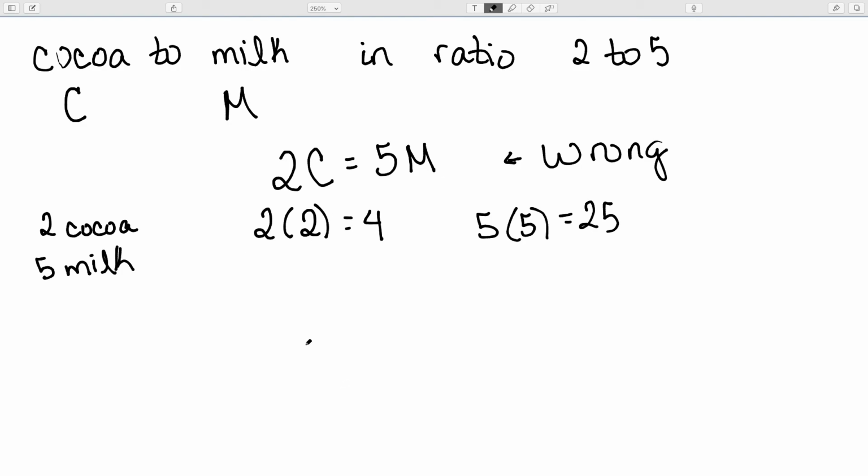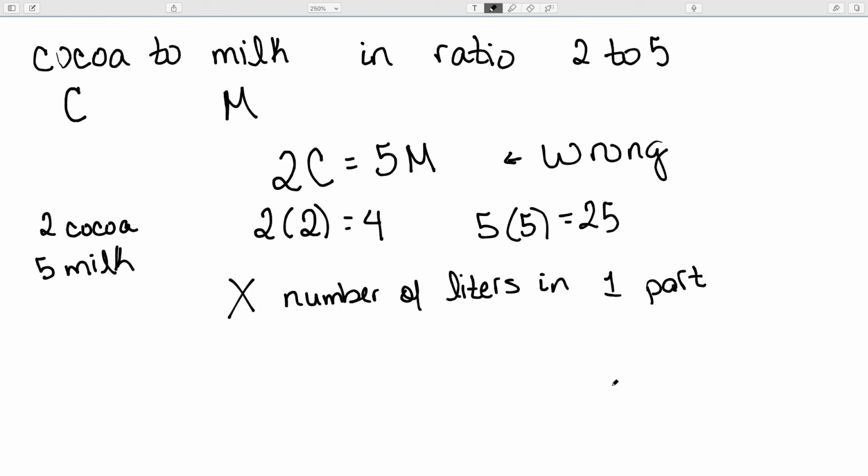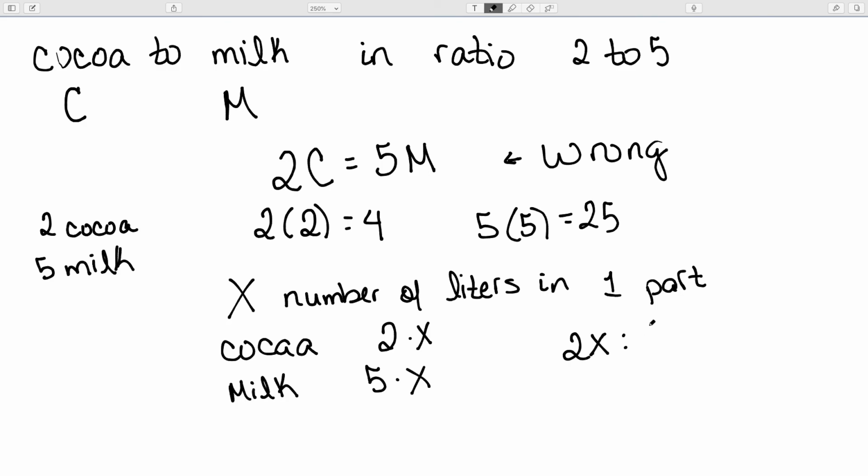However, let's use a different letter. Let's consider the letter X. Let's let X be the number of liters in one part, either of cocoa or of milk. In that case, it's correct to look at the number of liters of cocoa as 2 times X and the number of liters of milk as 5 times X. So to show that these two quantities are mixed together, we can use a colon, 2x to 5x.